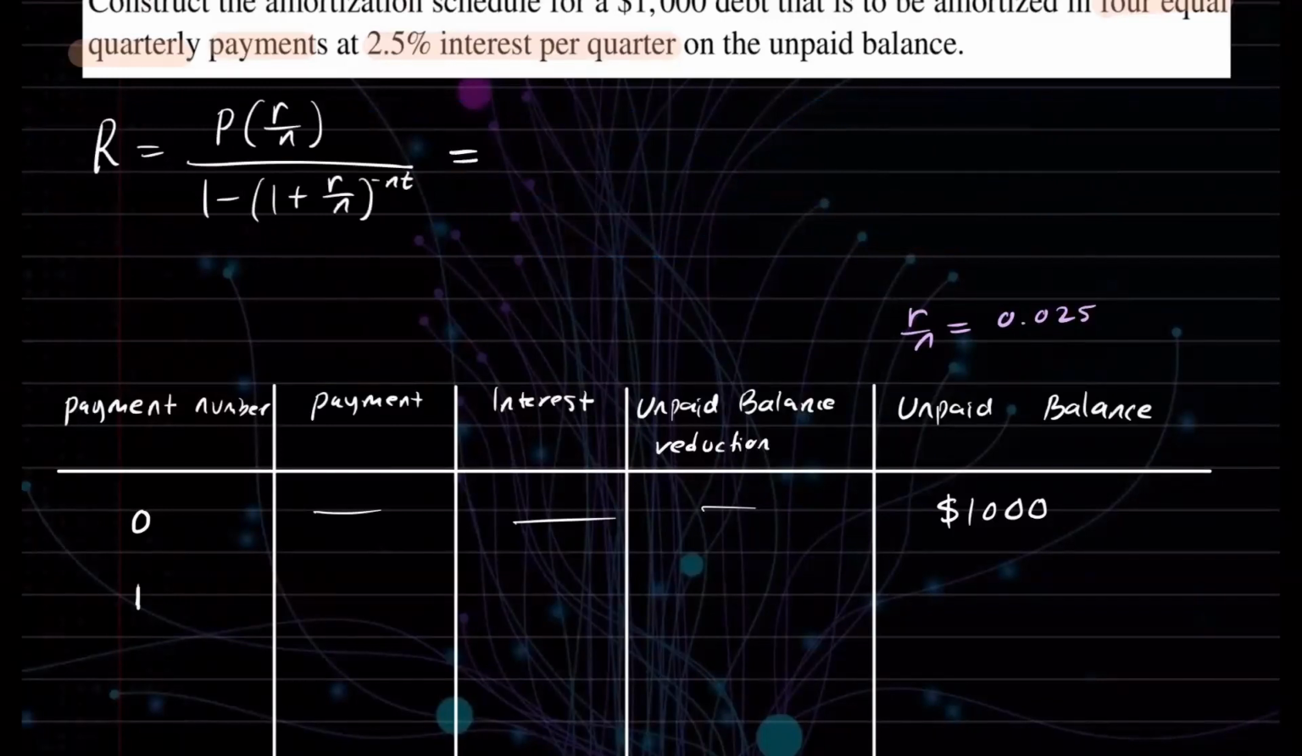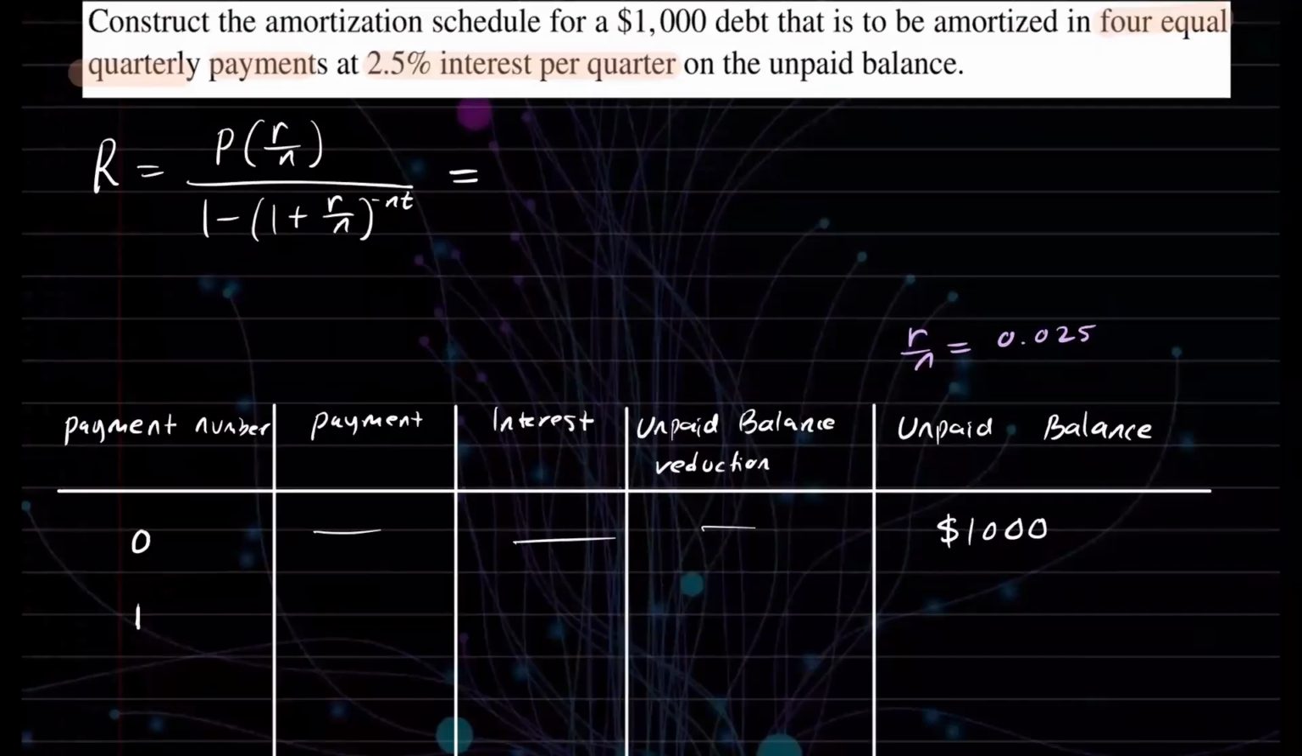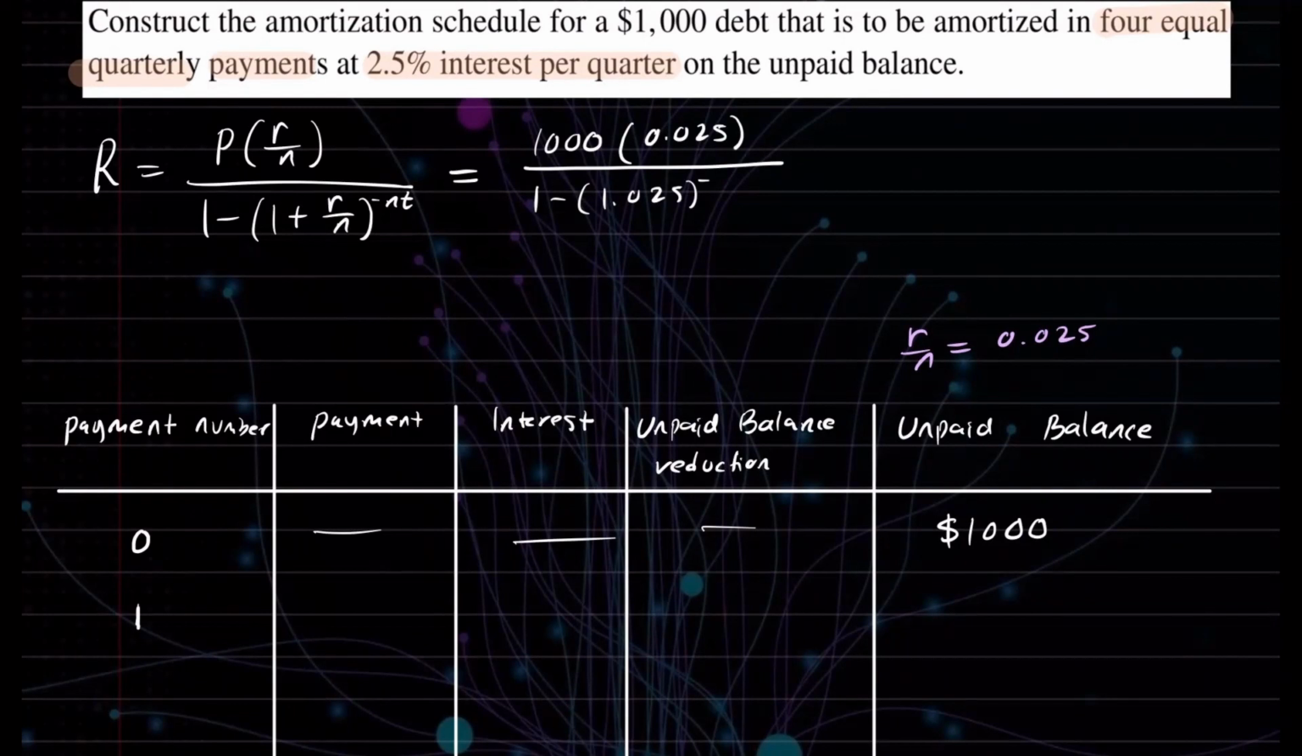So we know that our principal amount, or the loan amount, is $1,000. And then we know the r over n value is 0.025. We're going to divide that by 1 minus 1.025 to the power of negative n, and that's going to be n times t. So you're doing it for 1 year, so our t is going to be 1, and we're doing it for every quarter, so this is going to be 4 times 1, or just 4. So that's how you set this up.